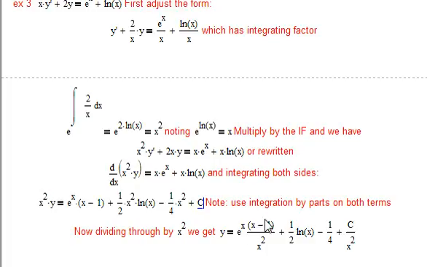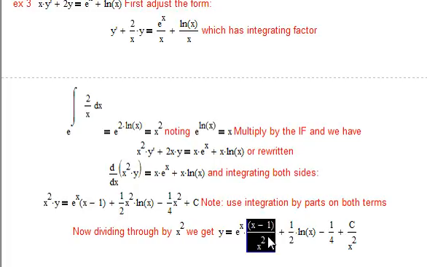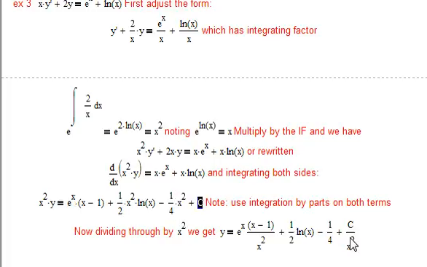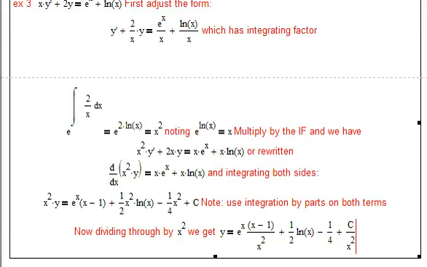So now we don't want x squared y, we want y, so we divide both sides by x squared. We get y equals e to the x times x minus 1 over x squared, plus, remember we're dividing by x squared, so 1/2 ln of x, and remember we're dividing by x squared, minus 1/4, and remember, here's the tricky part, we're dividing by x squared, so constant c over x squared. That will be crucial.